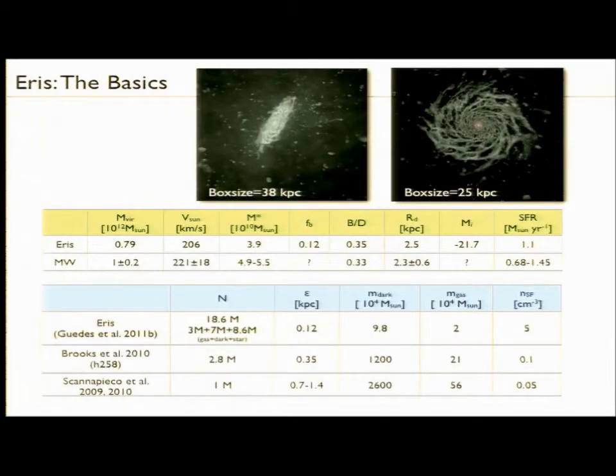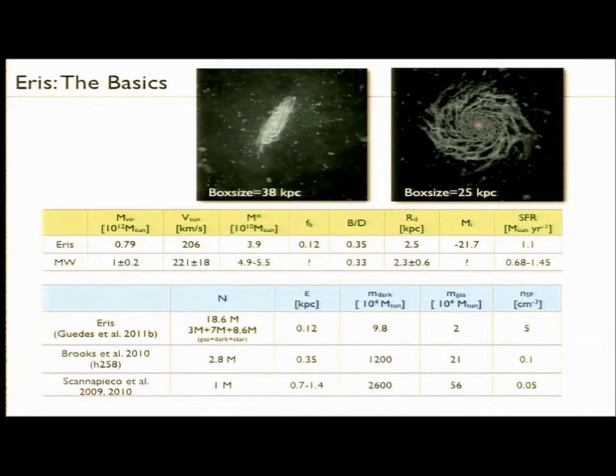So what are the properties of the galaxy at redshift 0? So Eris is 0.79 times 10 to the 12 solar masses. The Milky Way, yeah, I don't know. I don't know what number to really give you for the Milky Way anymore. But, you know, this is a light Milky Way.